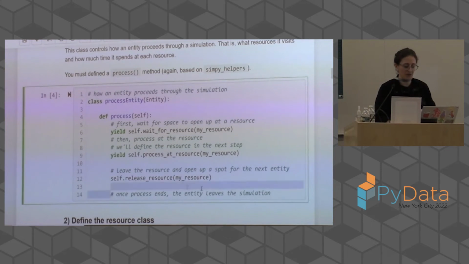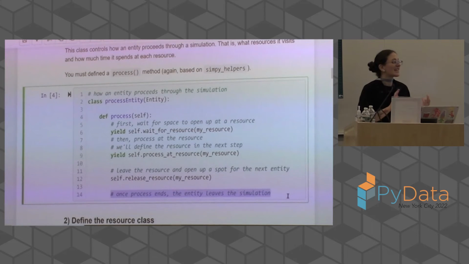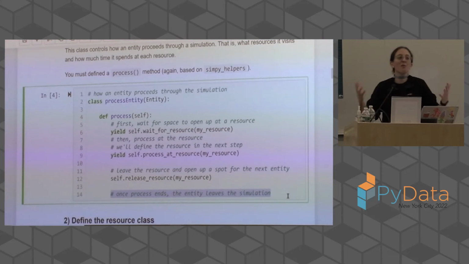And then, of course, once we get to the very end of the process and it completes running, that means the process ends, the entity leaves the simulation. So I'll be able to get metrics on things like the time that it took to be served at the resource and also the time that I spent in the simulation, from the moment that I was incepted by the source until I left the simulation.